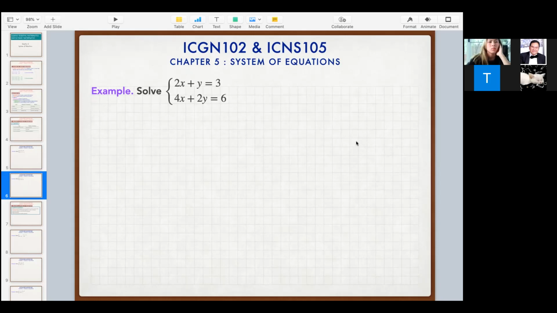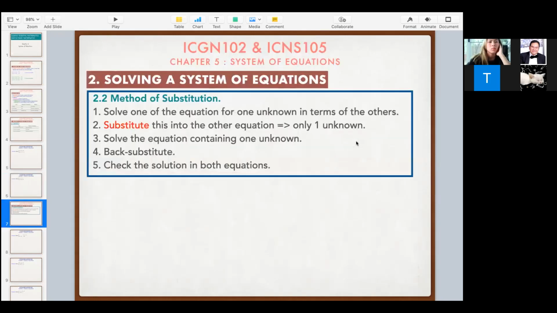Now, let's talk about the second method for solving a system of equations. We are still in the linear equations anyway. The second way to solve a system of equations is the method of substitution. For this method, the first step is that you solve one of the equations for one unknown in terms of the others.